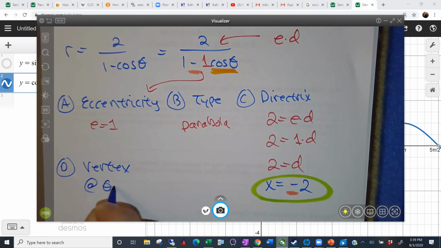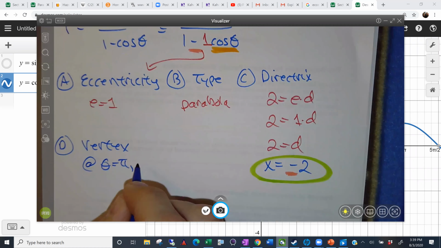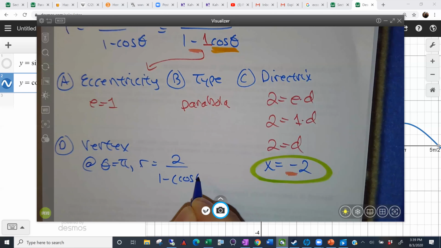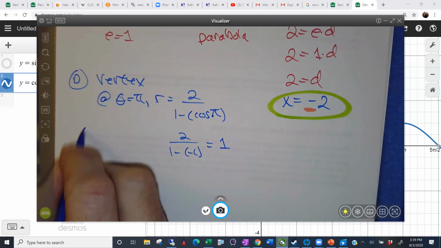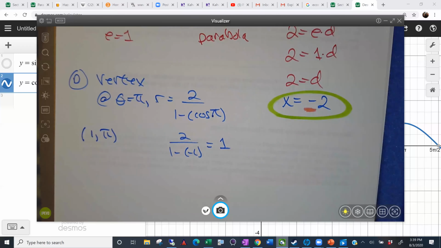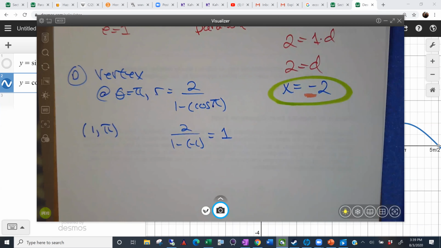at theta equal pi, let's figure out what r is. R is going to be 2 over 1 minus cosine of pi, or 2 over 1 minus negative 1. 2 over 2 is 1. So you get the point 1 and pi. That should be on our graph of 2 divided by 1 minus cosine of theta. That should be the vertex.